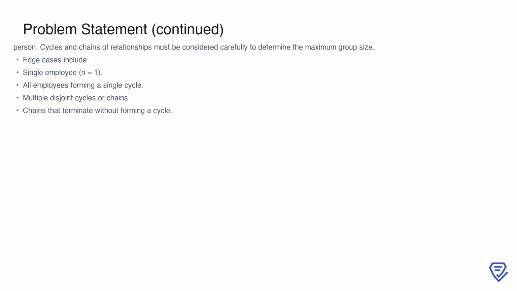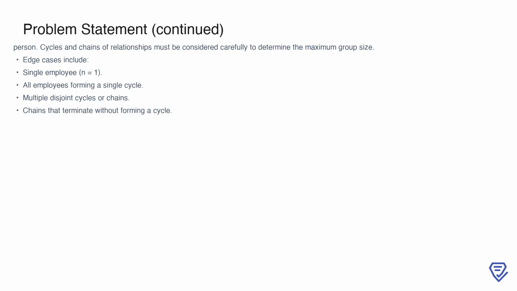To solve this problem, it is crucial to analyze the relationships between employees as a directed graph. Each employee points to their favorite person, forming chains and cycles within the graph. Cycles are especially important because all members of a cycle can be invited. Additionally, chains that terminate without forming a cycle must be carefully considered. Edge cases include scenarios where there is only one employee, where all employees form a single cycle, or where there are multiple disjoint cycles or chains.